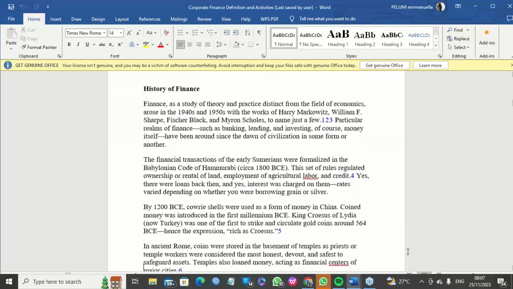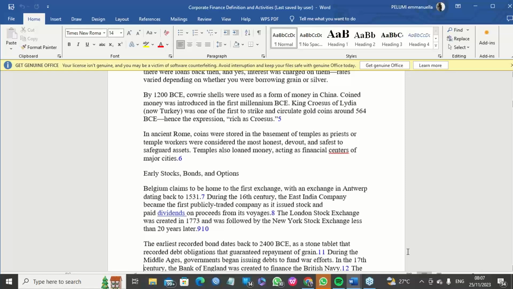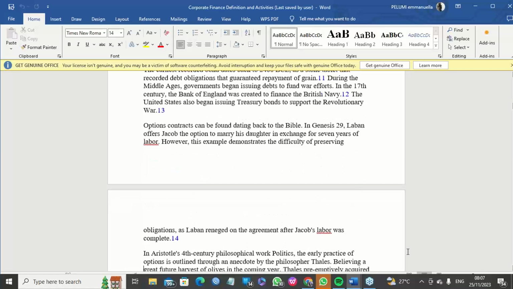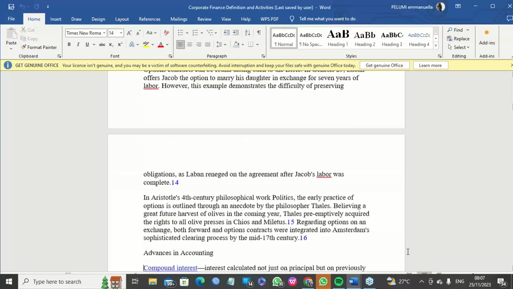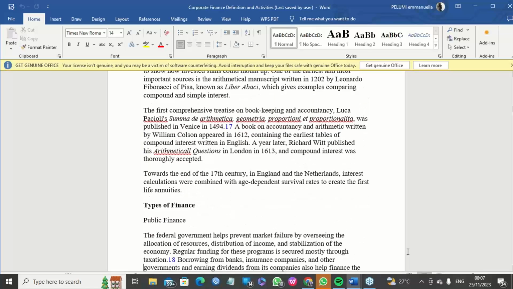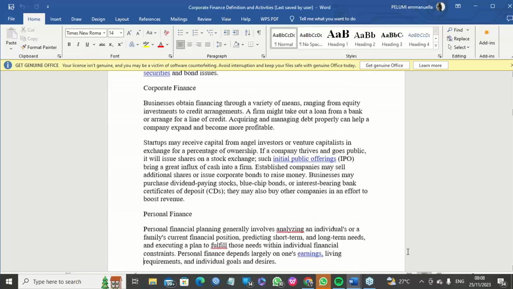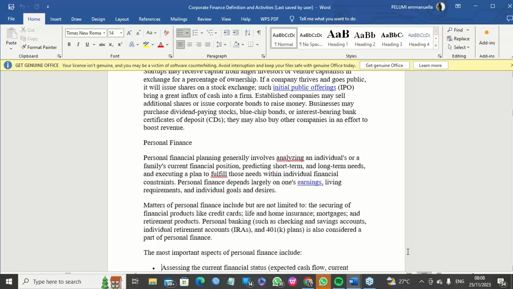Well, there is a history of how finance started, but I will not get into that. I just want us to look at how it is, and I've been able to share that. And we've talked about different types of finance, the corporate finance and others.